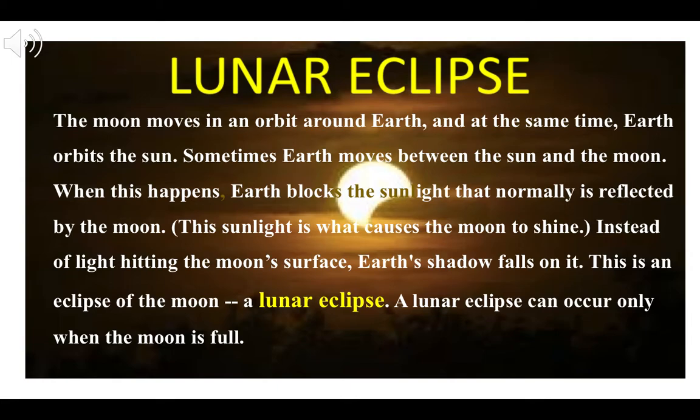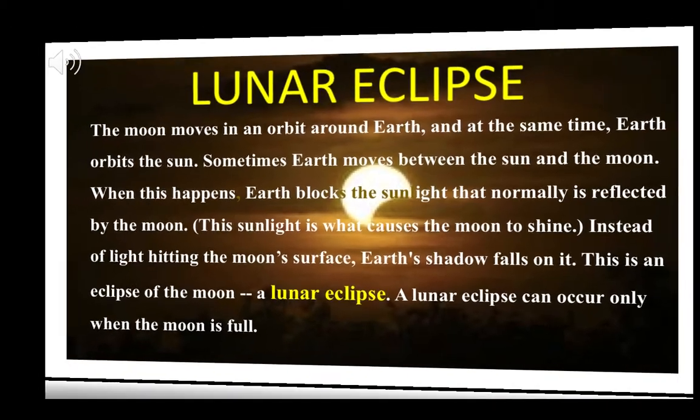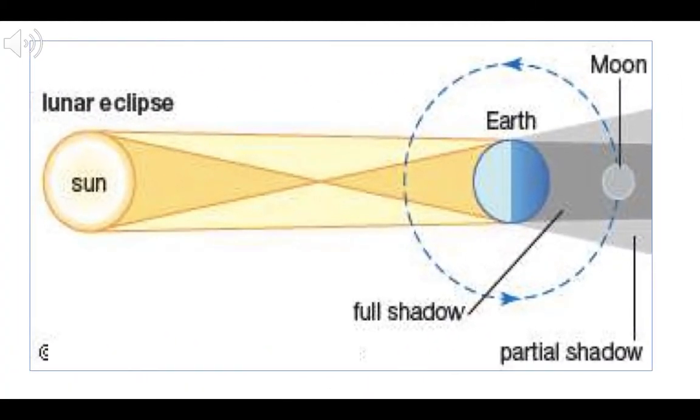A lunar eclipse can occur only when the moon is full. A lunar eclipse usually lasts for a few hours. A lunar eclipse can be seen from the side of the Earth facing the moon. Here is the diagram to show the complete phenomenon of the lunar eclipse.